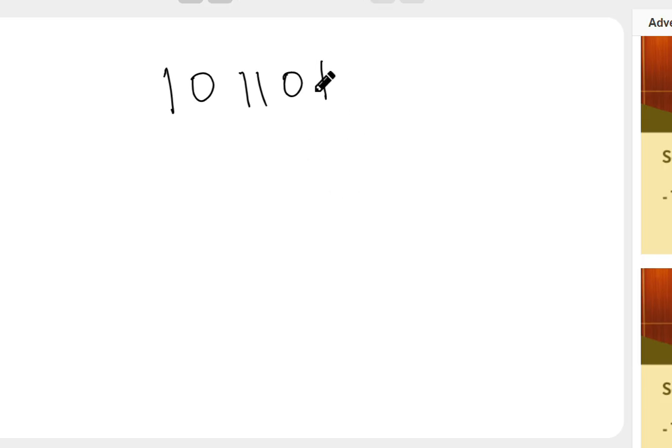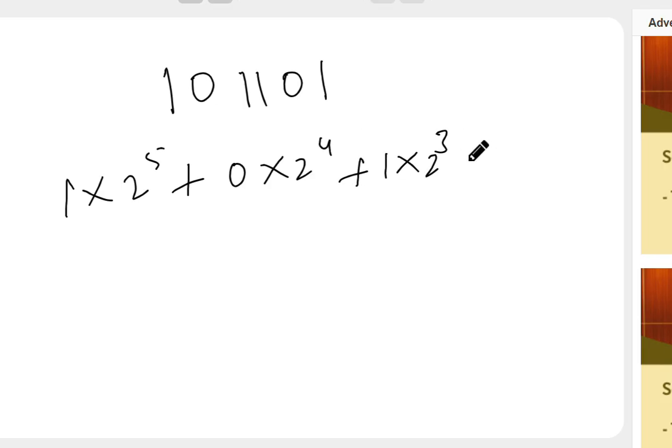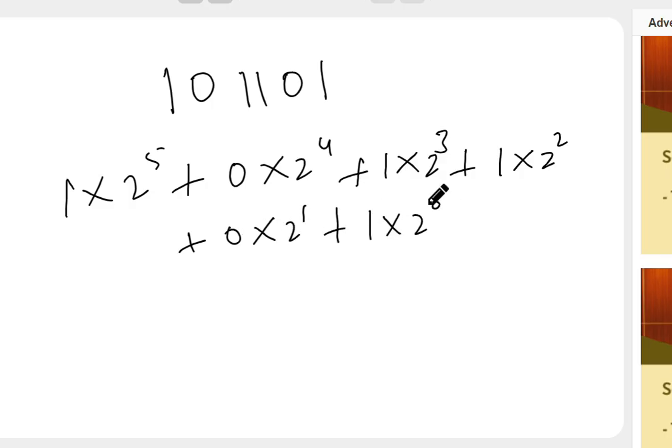From the right side you have to write 0, 1, 2, 3, 4, 5. So from here we can write 1 into 2 power 5. As already told, the binary system method means you have to write it in powers of 2. So 1 into 2 power 5 plus 0 into 2 power 4 plus 1 into 2 power 3 plus 1 into 2 power 2 plus 0 into 2 power 1 plus 1 into 2 power 0.